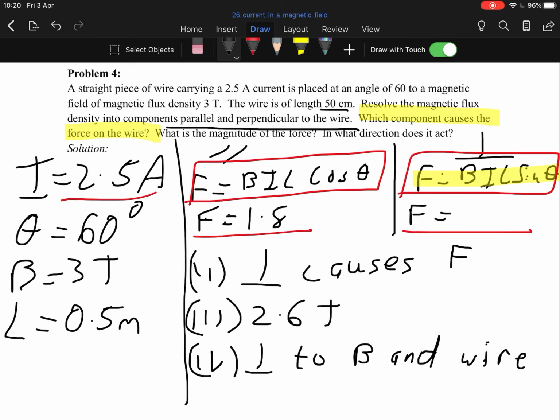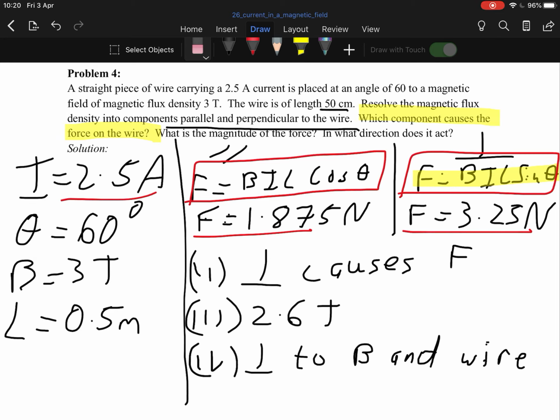So what we should actually get for our parallel, we should work out to be 1.875 newtons. And our perpendicular should work out to be 3.25 newtons. Okay? So there we go. So is that what they wanted?